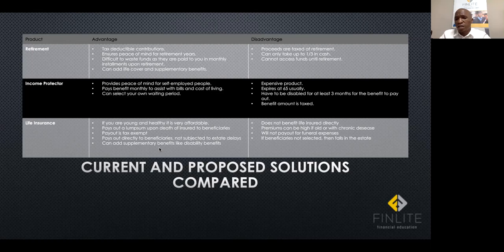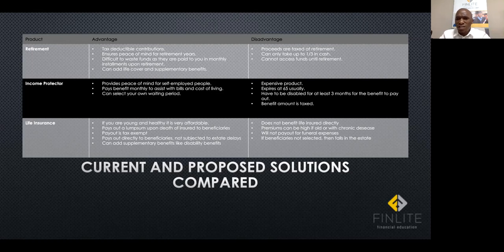If you have ill health, like a chronic disease, the premiums are going to be higher, because you are considered high risk. It will not pay out funeral expenses unless there's an additional benefit explicitly stipulated on the contract of the life cover. If a beneficiary is not selected, then it falls into the estate. That's one of the things that I mentioned.